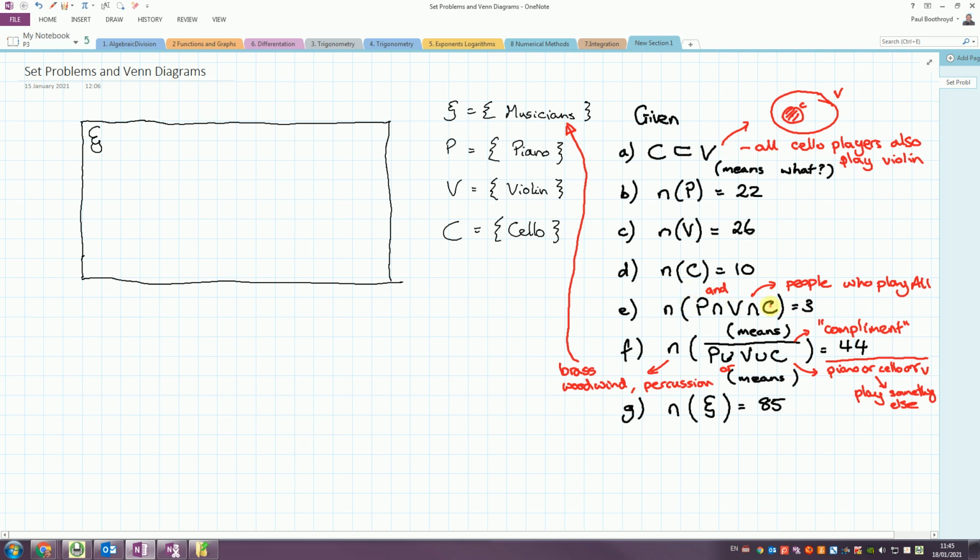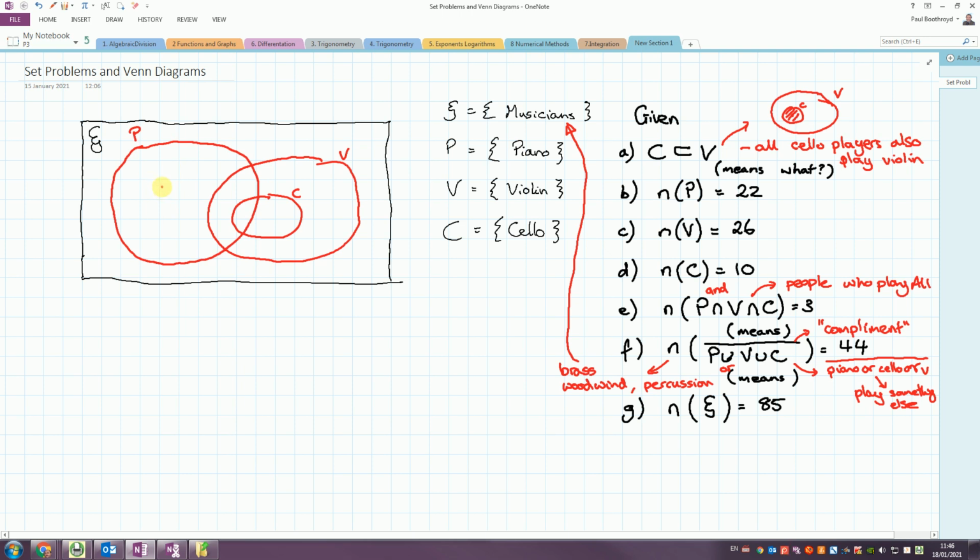Now we've identified the complex ones. So the first thing I'm going to do is draw in this little bit of diagram. We've got violin players, which also contain cello players. Now what I've got to add to that is piano players. We know that there are some people who play all three, so there must be some piano players who play a violin and a cello. So I draw the circle around. So we've got the piano players, those who play only the piano, those who play the piano and violin, and those who play piano, violin and cello. Okay? So that's the first part of this diagram.